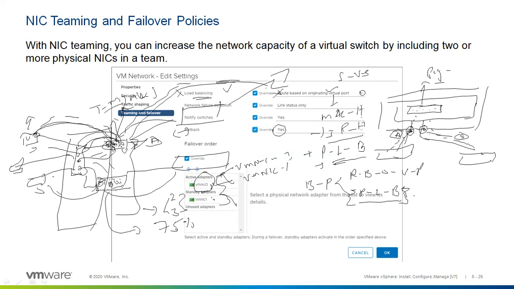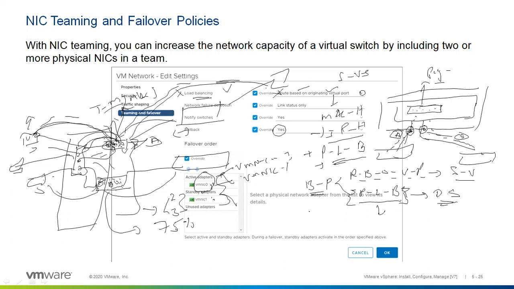The physical NIC load balancing option is only available in the distributed switch. Route based on originating virtual port ID is available in both. So the best practice is that in a standard virtual switch, we always prefer route based on originating virtual port ID, and in a distributed switch, we set the teaming policy physical NIC load balancing.